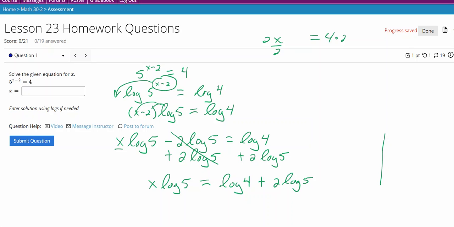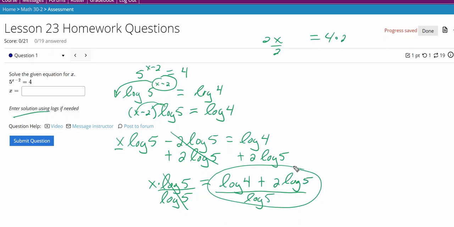Oh, and then very last step I have to do here is just, well, remember, this is just a number, right? So to get rid of it, I'm multiplying right now, so we're just going to divide both sides by log 5. So divide by log 5, and then we're going to divide everything by log 5. And there you go, that's my answer. So when it says enter solution using logs if needed, this is actually what it means, right? That this is actually your answer, okay?